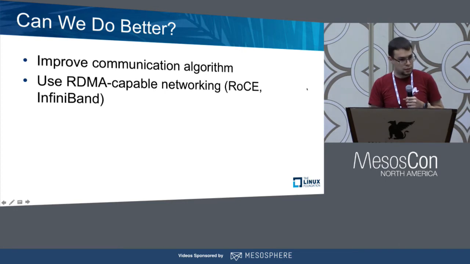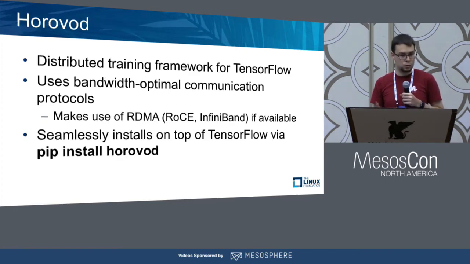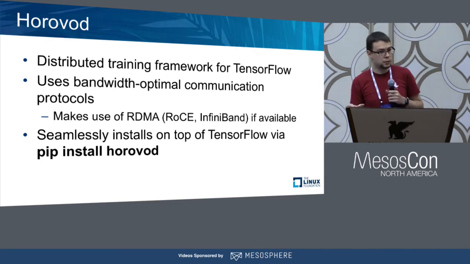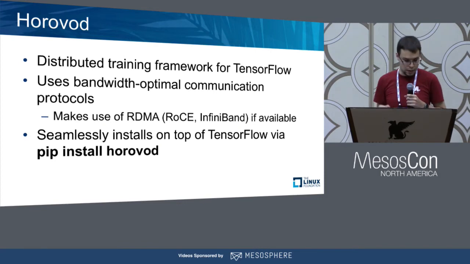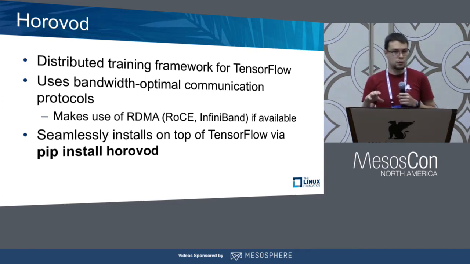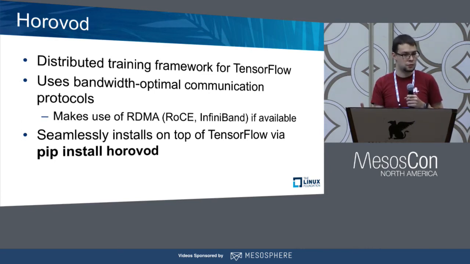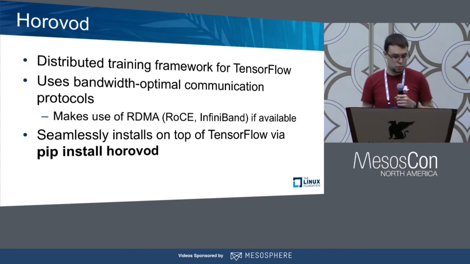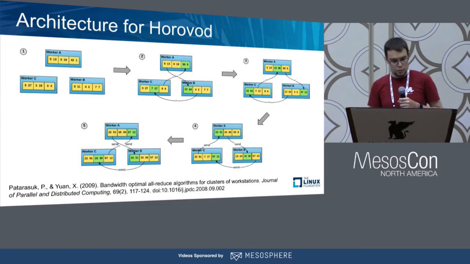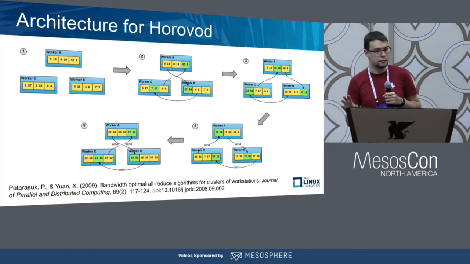So we invested in this and came up with a framework to do that called Horovod. So what does Horovod do? Horovod is a distributed training framework for TensorFlow. It uses a bandwidth-optimal algorithm to do this exchange of gradients, which I will dive deep into. It uses RoCE or InfiniBand if it's available, or otherwise it can also work on plain TCP. And it installs on top of TensorFlow just using Python package installation. So as a benefit, you don't rebuild the whole TensorFlow, which takes about half an hour and experience of doing so. You can just do pip install and it installs in a few seconds. So how does it work? It's using very different methods than your regular parameter server.